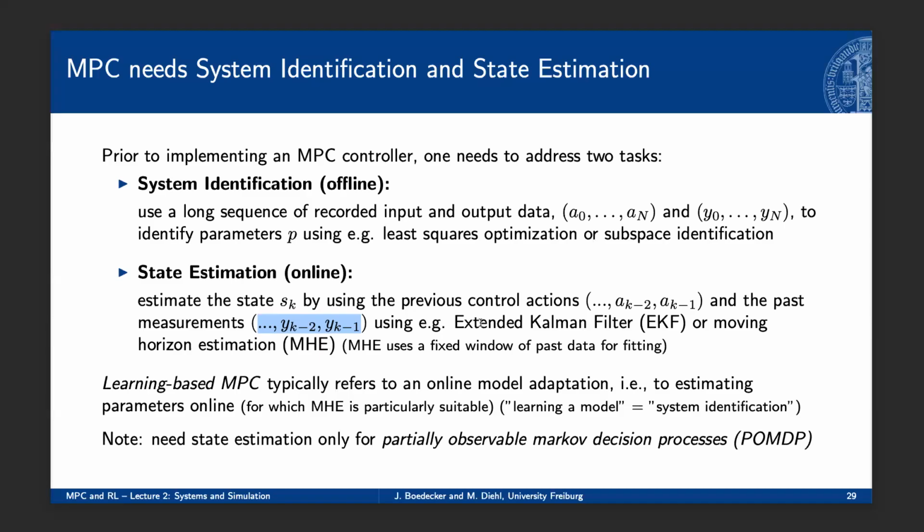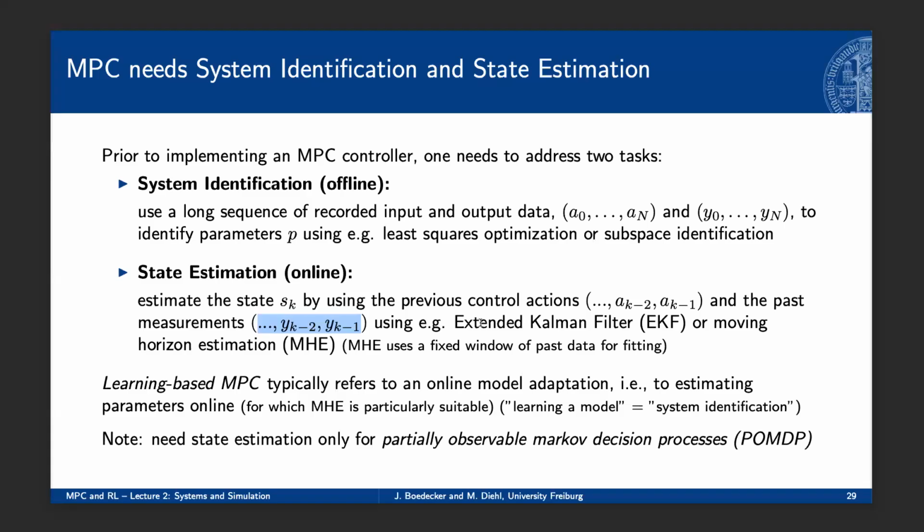And if you talk of learning-based MPC, that's something where we typically refer to an online model adaptation. I mean, there are other forms, but typically people think of online model adaptation. In the past, people also called this adaptive control. But the main point is that we would also estimate parameters online, not only the state, but also parameters which we think are changing slowly and for which we don't have dynamics typically. And I claim that moving horizon estimation, because it's a nonlinear optimization-based technique, is particularly suitable to this model adaptation.